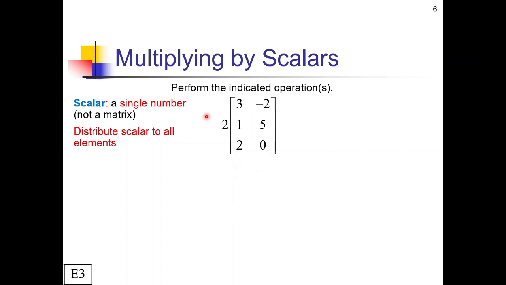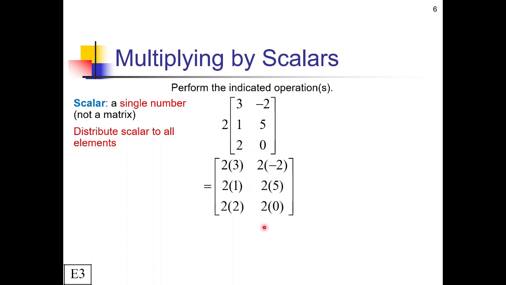Alright, so by distribute we mean multiply. So we're going to have 2 times everything inside here, which I'll show just by doing 2 times everything inside. You don't necessarily need to show this, but I wanted to show it the first time we did it. So going through and actually distributing, we've got 6, -4, 2, 10, 4, and 0.